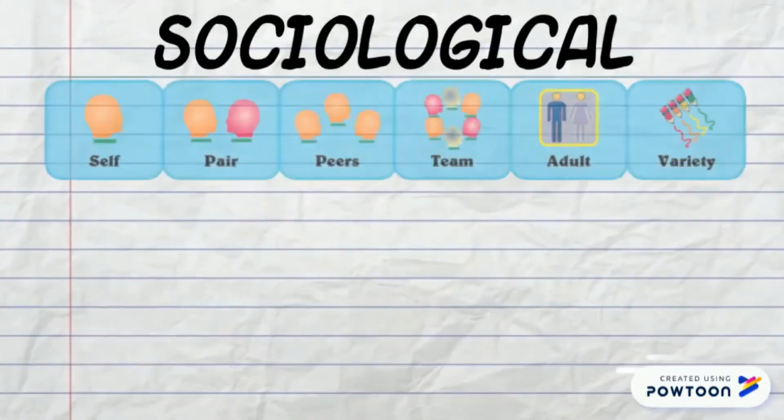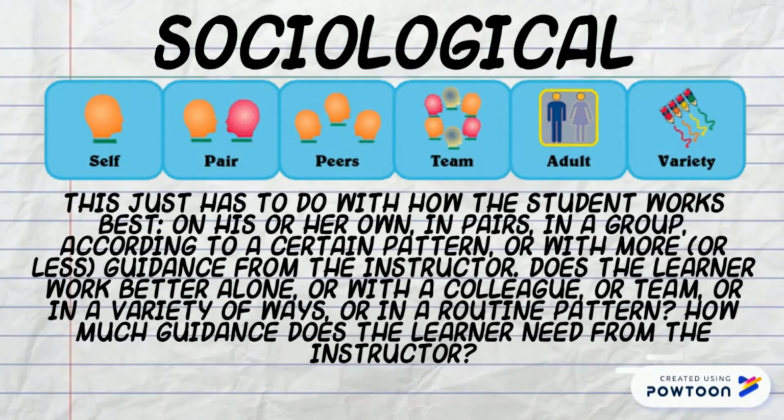The third one is sociological. This just has to do with how the student works best, on his or her own, in pairs, in a group, according to a certain pattern, or with more or less guidance from the instructor. Does the learner work better alone, or with a colleague, or a team, or in a variety of ways, or in a routine pattern? How much guidance does the learner need from the instructor?